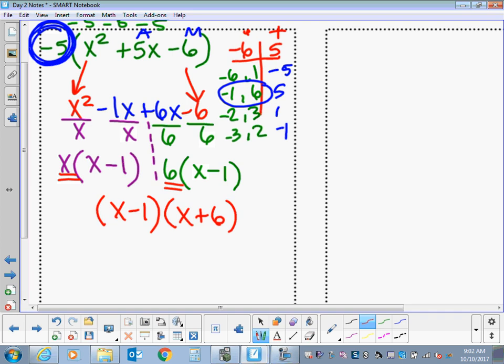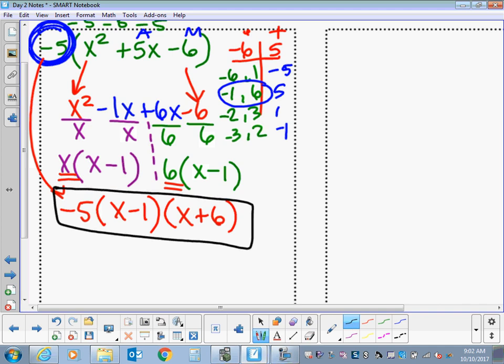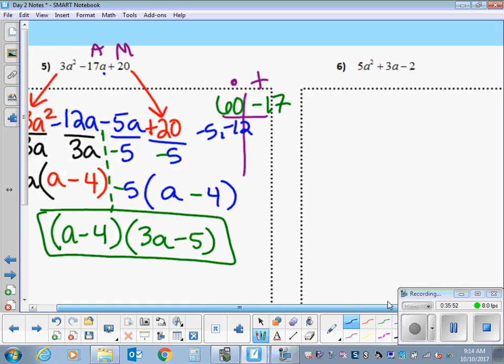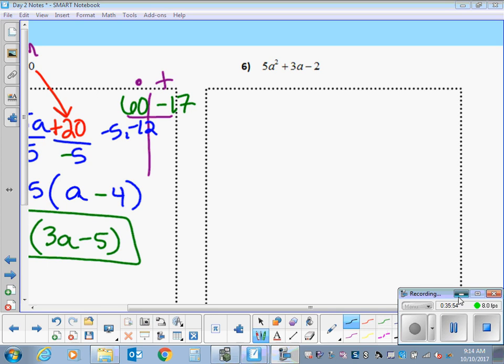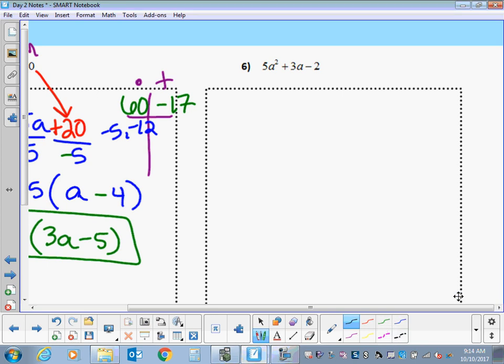Oh, we can't forget about my negative 5. Okay? We're bringing this down because we had to factor it out first. So we just bring that negative 5 down, and that's our answer. We're able to work with smaller numbers, and our GCF comes down. Any questions? All right, you guys do 6 and 8. You guys can check your answers with mine. You work on number 8 if you need to.